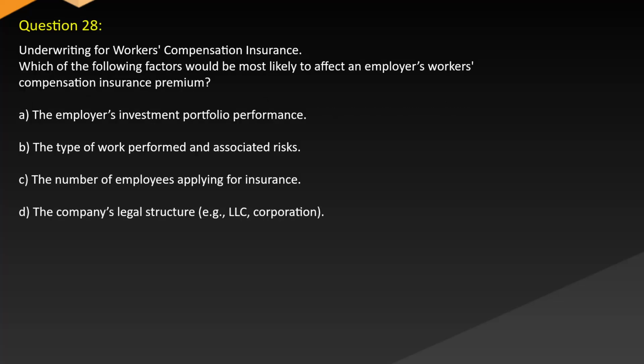Question 28. Underwriting for workers' compensation insurance. Which of the following factors would be most likely to affect an employer's workers' compensation insurance premium? A. The employer's investment portfolio performance. B. The type of work performed and associated risks. C. The number of employees applying for insurance. D. The company's legal structure, e.g., LLC or corporation.